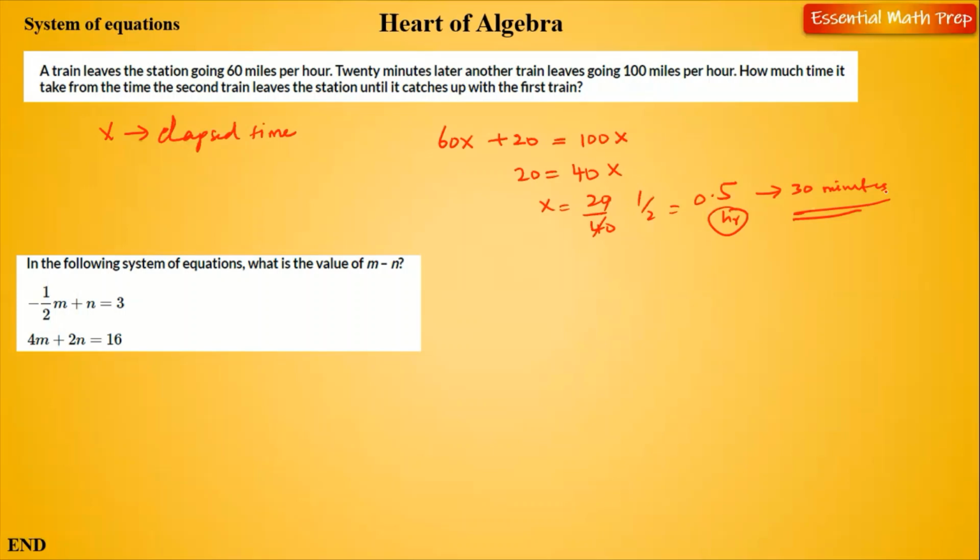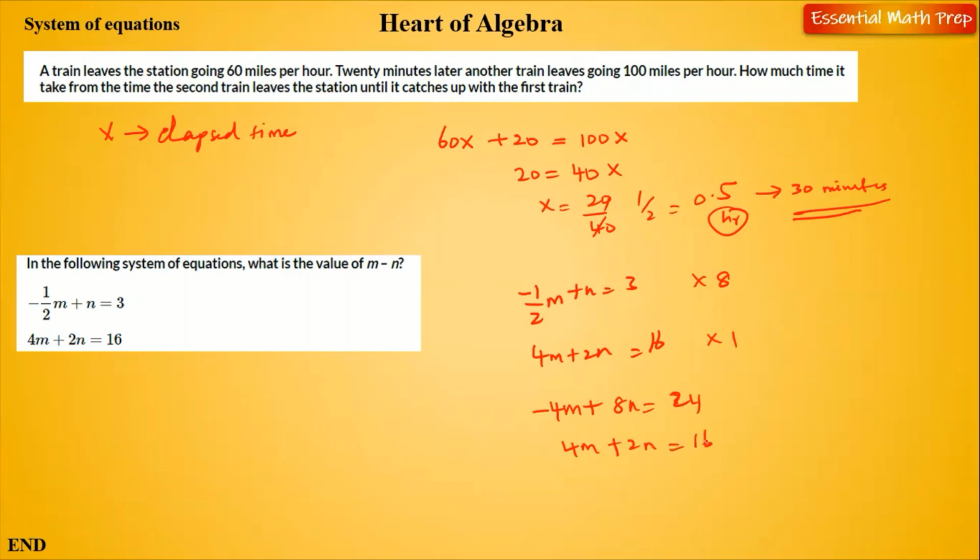So in the following system of equations, what's the value of m minus n, right? So we have negative 1/2 m plus n equals 3, and then you have 4m plus 2n equals 16, right? You can do one thing, which is you can multiply, if you want to do method 1 where you just want to cancel out a term, that means you would have to multiply by 8 above and 1 below. That means you will get negative 4m plus 8n equals 24. 4m plus 2n equals 16.